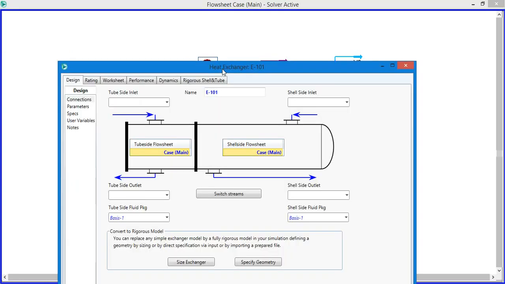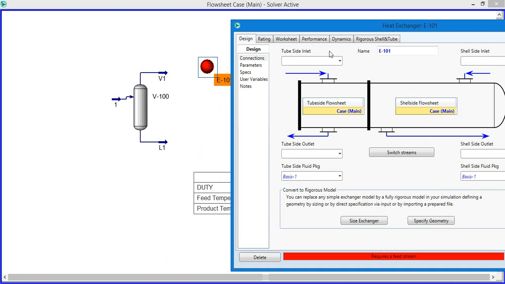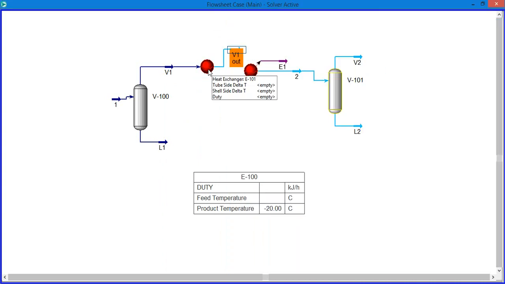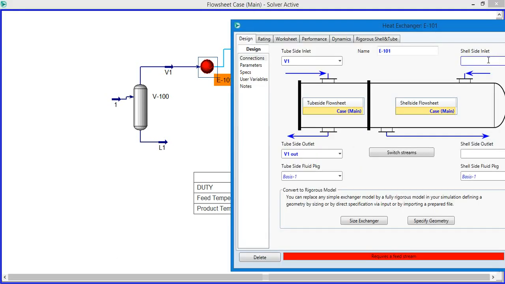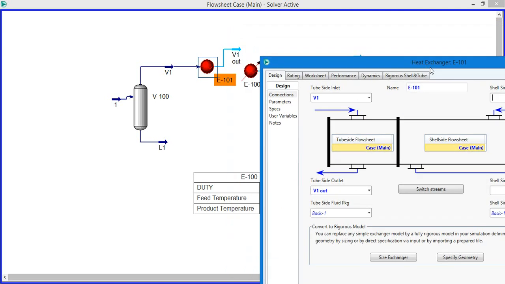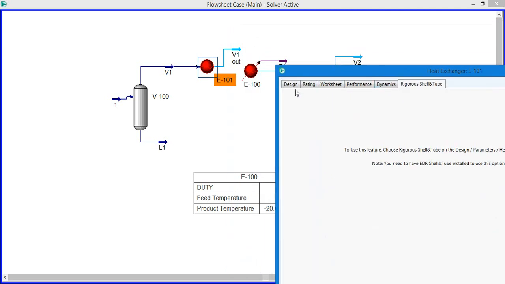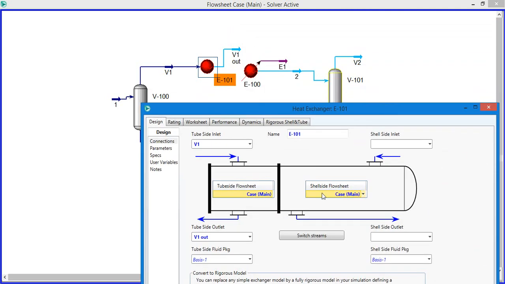Double click on it, and so the tube side inlet would be V1 and the tube side outlet will be V1 out. Okay, and the shell side inlet will be V2.